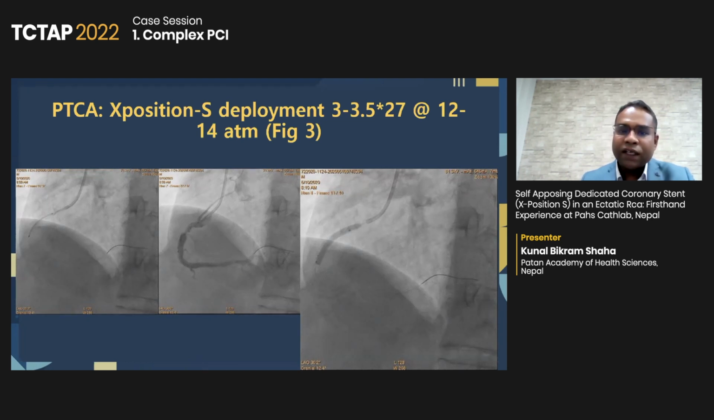And as you see here, we deployed it at 12 to 14 atmospheres, and you can see there are 4 dots. Whether it's clear to you or not, the larger radio-opaque dots signify the proximal and distal edges of the balloon, and the smaller dots signify the proximal and distal edges of the stent, so that you can see where your stent has actually been positioned.